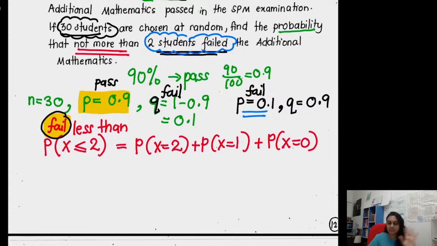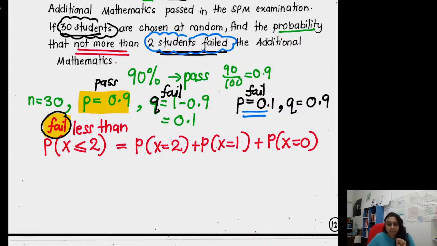If it is clear why cikgu tukar the P and the Q, do let me know, because this part is very important to understand. No teacher, can you repeat? Okay. Again, one more time.